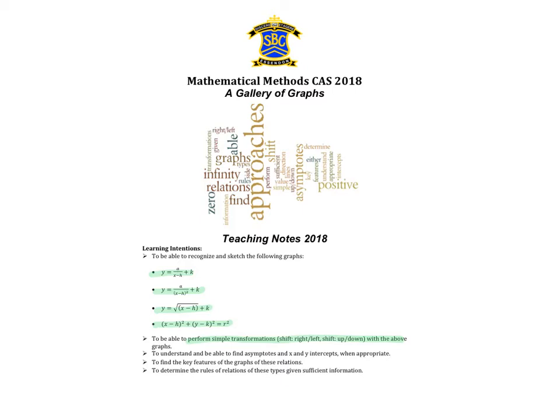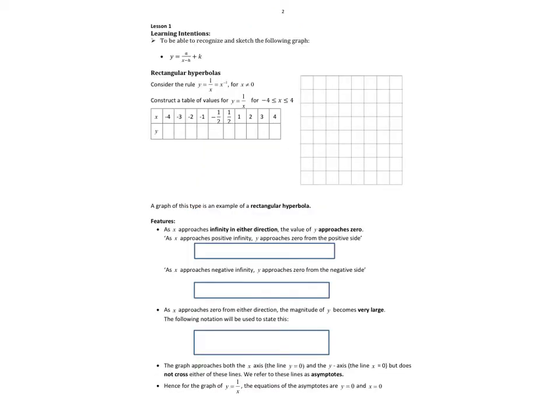And once you understand the transformations for one of the graphs, well, then we should be right with the transformations for all of the graphs. So let's have a look. All right, so the first of our graphs is our rectangular hyperbola. To get a feel, let's have a look at our graph here.